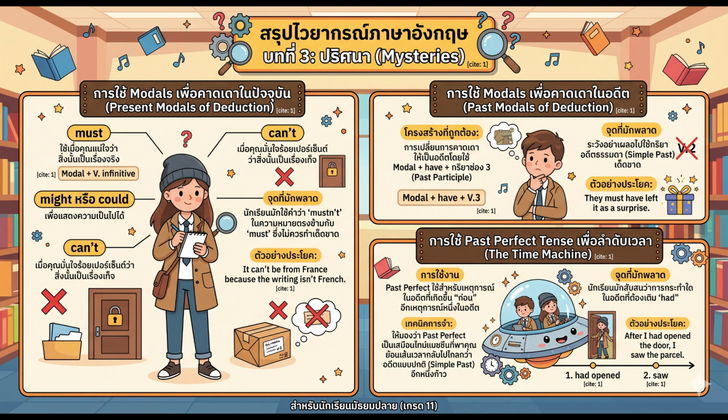Finally, to get your timeline straight, we use the past perfect tense for an action that happened before another past action. Students always kind of confuse which past action actually gets the had. So think of the past perfect as a time machine, taking you one step further back on the timeline than the regular simple past. For example, after I had opened the door, I saw the parcel, because opening the door definitely happened first. Mastering these tricky modals and time-traveling tenses absolutely turns you from a guessing student into a confident grammar detective.